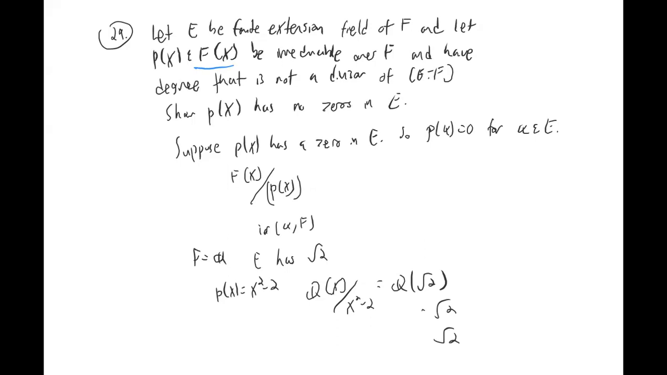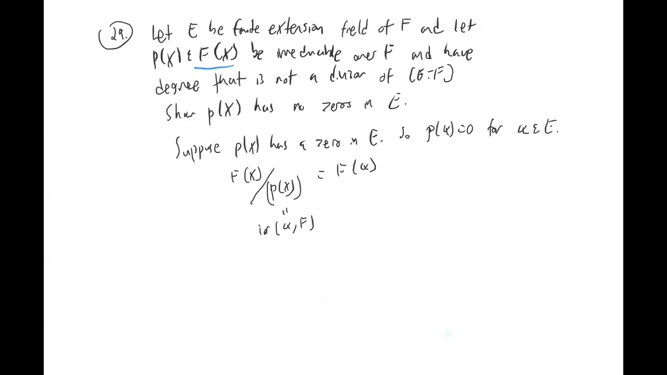Yeah. So because they tell me it's irreducible, I know that these two are equal. P of x is the irreducible polynomial for alpha. So they give it to us that it's irreducible. So from here, this is f of alpha. Everyone agree so far? So again, we have something like this.